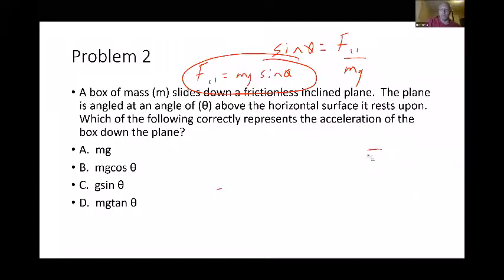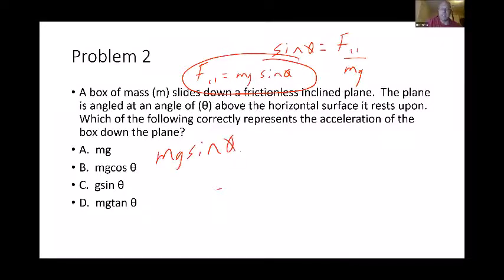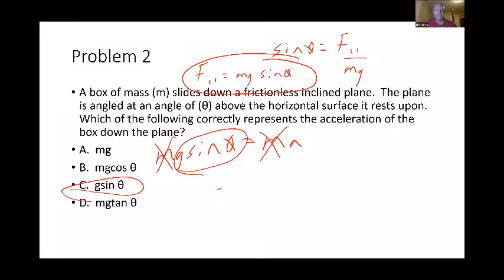So essentially what we're doing is we're taking our mg sine theta force. And since it's the net force, we're setting it equal to what net force is equal to, which is mass times acceleration, Newton's second law. So in this case, the masses cancel out, and acceleration equals g sine theta, which was answer C. Does that make sense? Anyone have questions on that one?